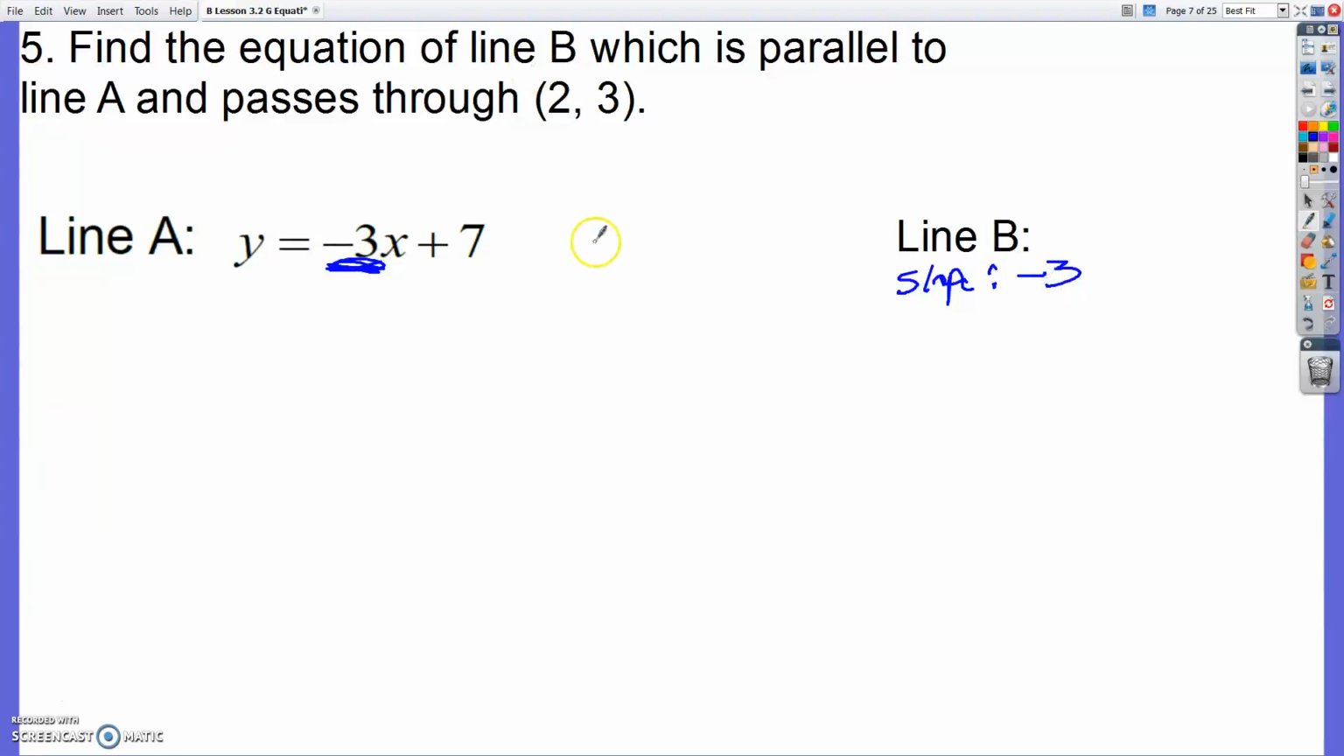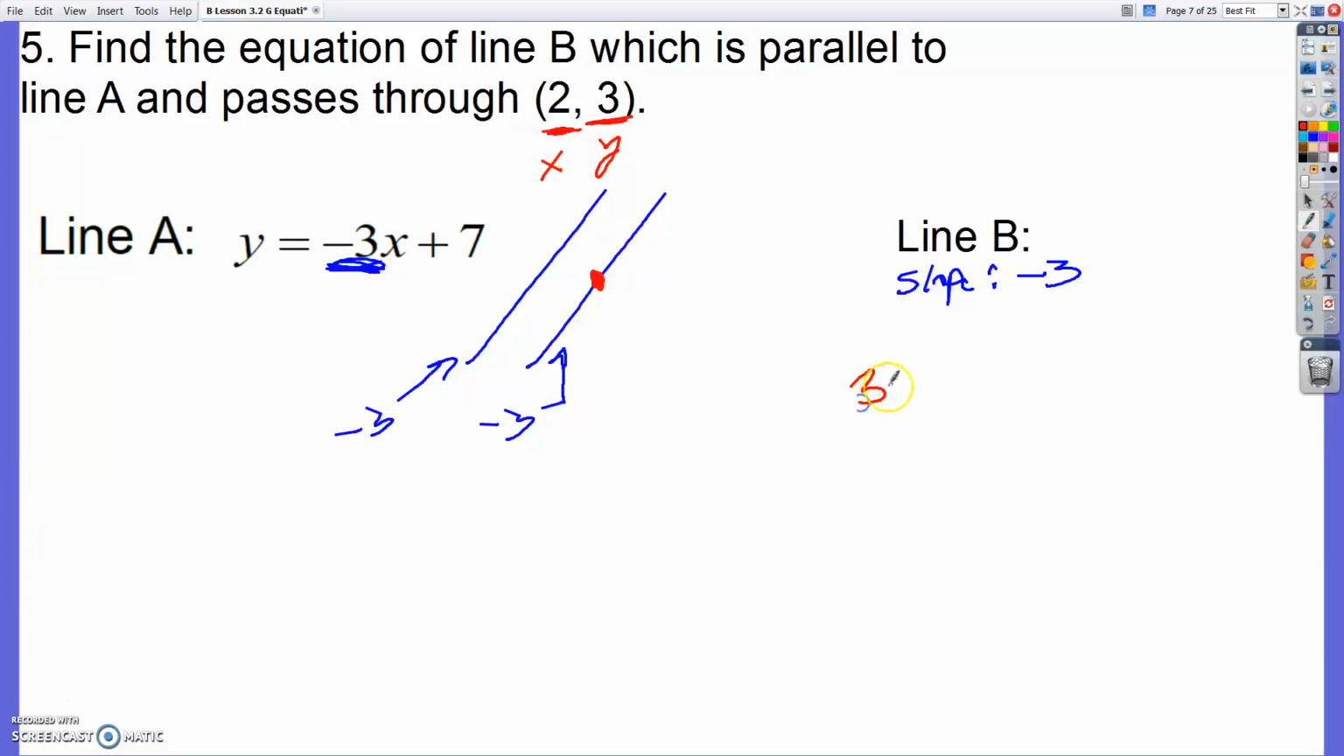Now I'm given a point. So really quickly, I have 2 lines. These lines are parallel. I know this slope right here is negative 3, so the slope here is going to be negative 3. I also know that this point, 2, 3, is located on my second line. So when I plug that into the equation, I'm going to plug this in for y and this in for x. So 3 is equal to negative 3 times 2 plus b.